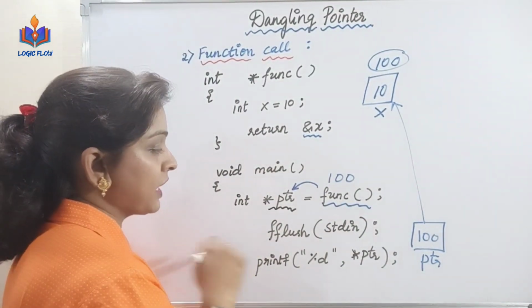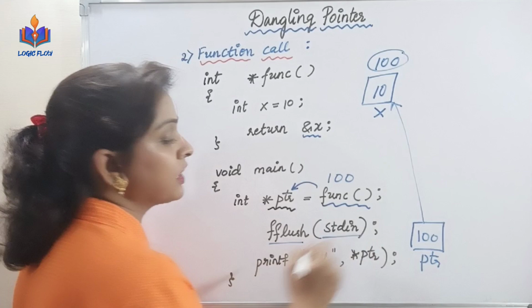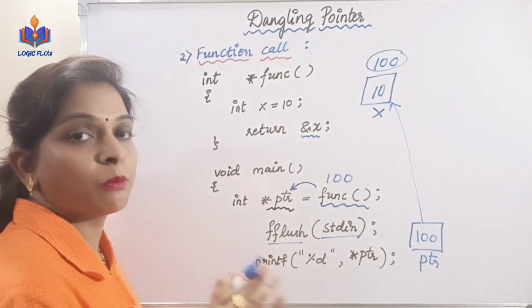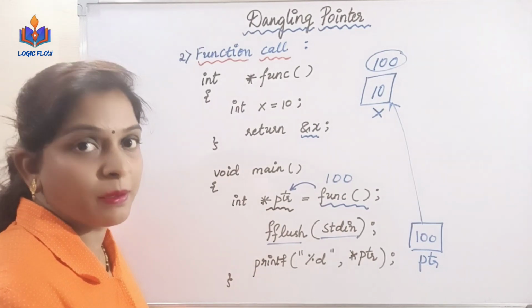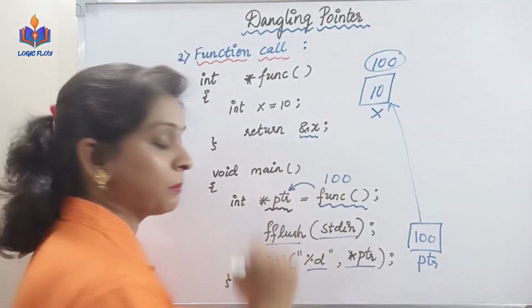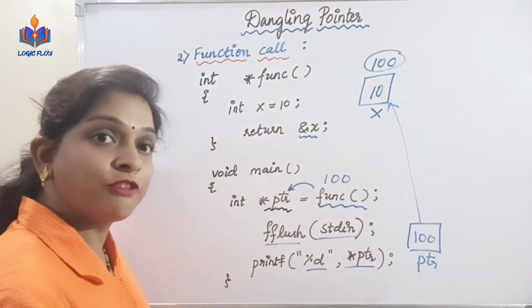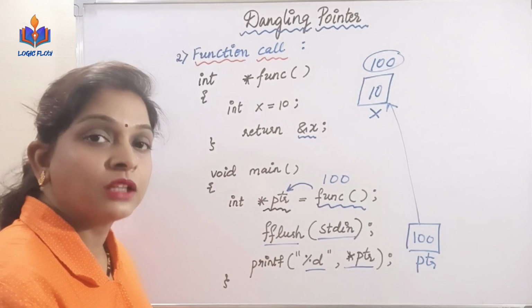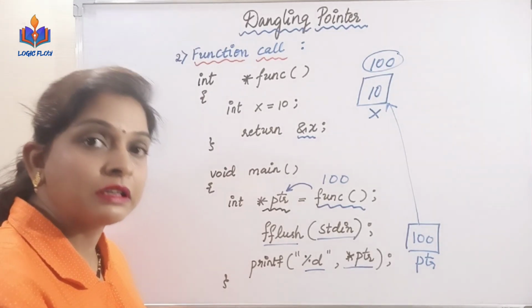I'll simply say flush standard input. So I'm going to flush the input, in the sense I'm going to clear the memory. Then I'll say printf %d asterisk PTR. So when I say I'm going to flush the standard input, the value that I returned here, I'm going to clear it.